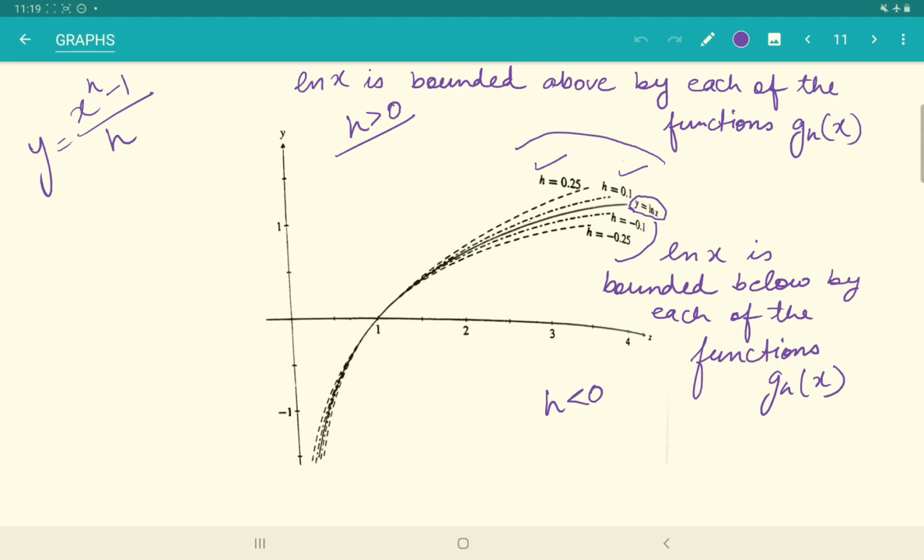It's just that when I consider h greater than 0, I see ln x is bounded above by each of the functions gh of x. When h is less than 0, the analysis remains the same. But in that case, we say that ln x is bounded below by each of the functions gh of x.